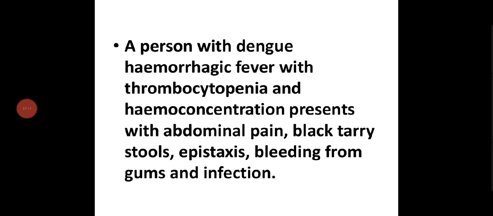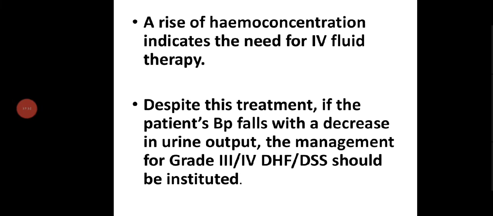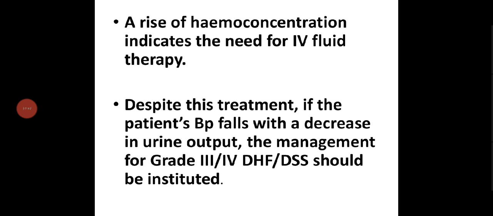The person with dengue hemorrhagic fever with thrombocytopenia and hemoconcentration presents with abdominal pain, black tarry stool, epistaxis, bleeding from gums and infection. So this is a very dangerous sign during dengue hemorrhagic fever. All these patients should be observed for signs of shock. The critical period of development of shock is transition from the febrile to afebrile phase. A rise in hemoconcentration indicates the need for IV fluid therapy.